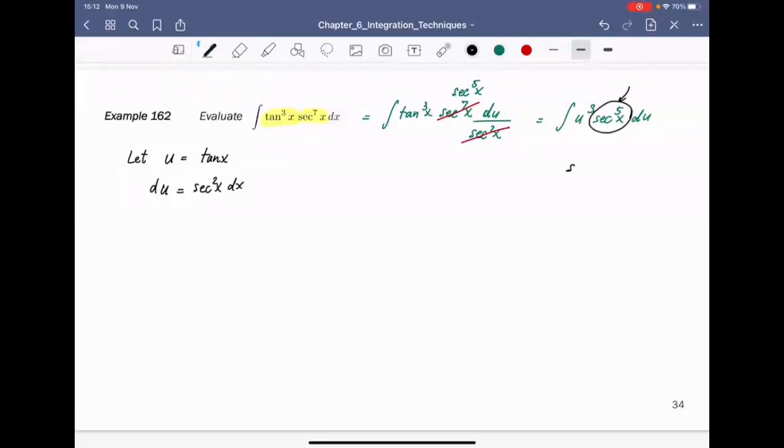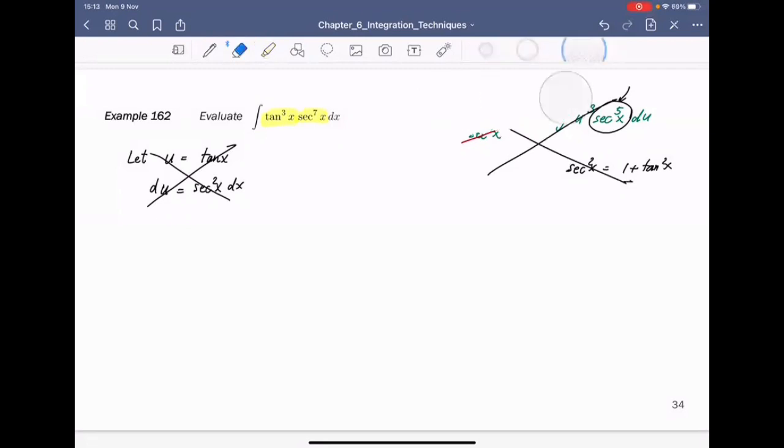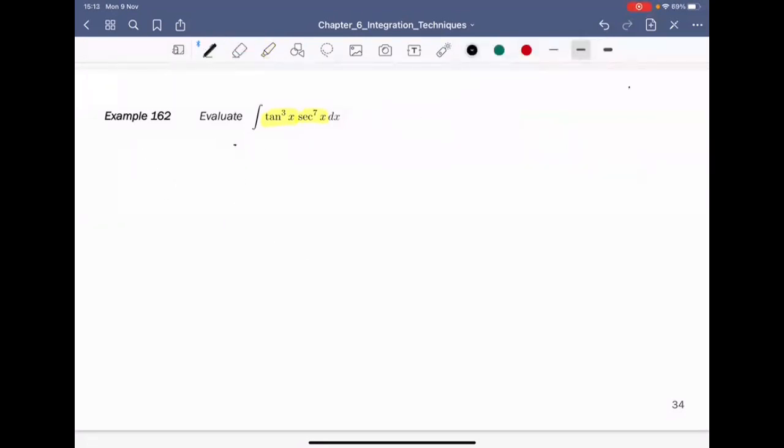What I have in my hand is secant squared x equal to 1 plus tangent squared x. I cannot convert secant to the 5th power to tangent because this is an odd power here. That means this u does not work, so you have to redo it. If the first one does not work, don't give up. You still have the remaining 2 ways to do it. So we're going to let u be secant, and hopefully it works this time.